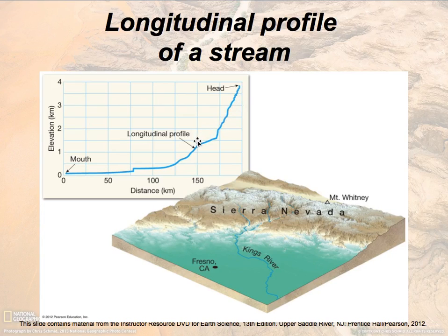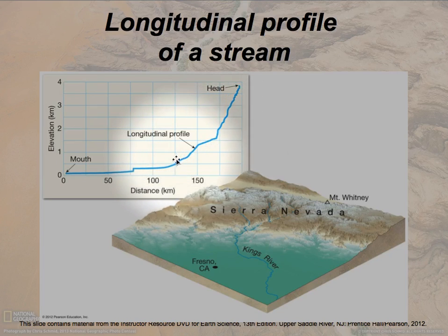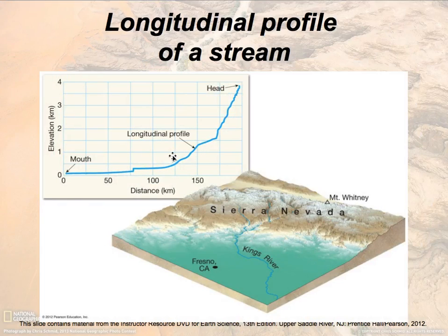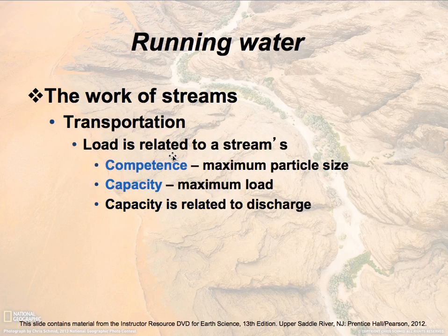Further down in that profile, where velocity is lower, the competency of that stream will also be lower. That is, finer material will typically be carried along. The capacity is the maximum load, that is, how much mass can be carried. So competency is related to velocity, and capacity is related to the volume. Basically, how much water is moving will determine how much material can be moved.